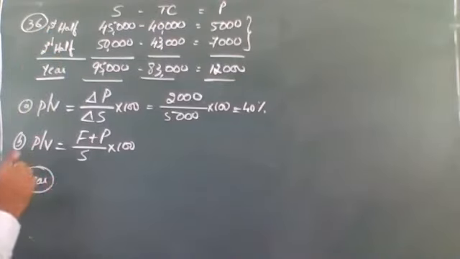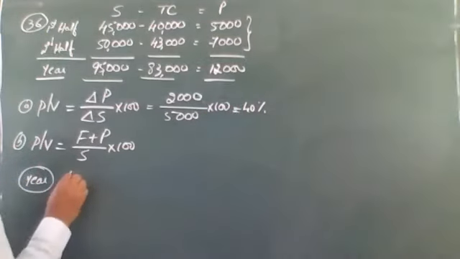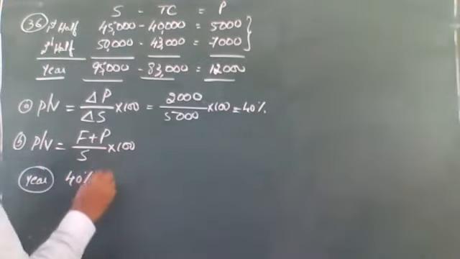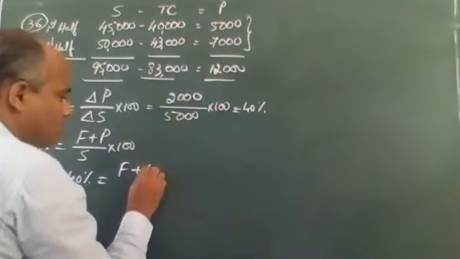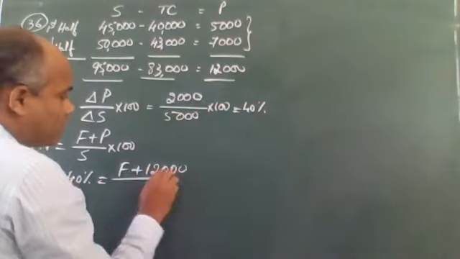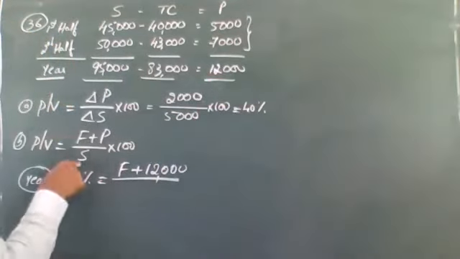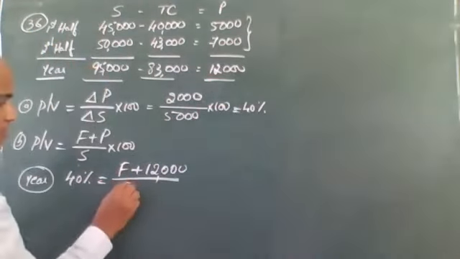I am going to apply for the year. For the year, PV ratio is same 40%. For the year, fixed cost is I don't know. For the year, profit is 12,000. For the year, that's why I'm taking 12,000. For the year, sales is 95,000.